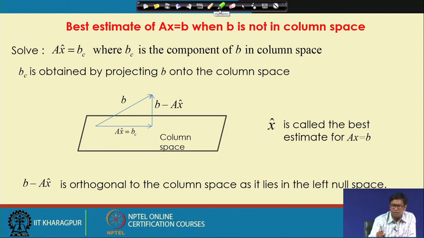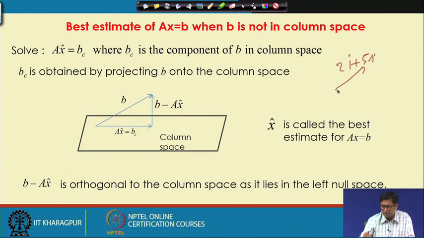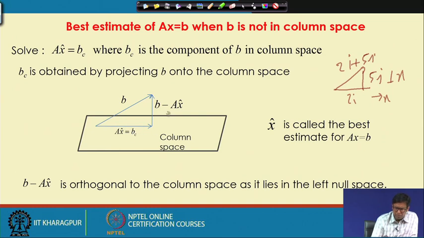Think of taking a vector 2 i plus 5 j. So, 2 i is the component along the x direction, and 5 j is perpendicular to the x direction. Therefore, if b c is along the column space, b minus b c is perpendicular to the column space. As b c is equal to A x tilde, b minus A x tilde is the component which is orthogonal to the column space, as it lies in the left null space. That means any vector which lies in the left null space must be orthogonal to the column space.